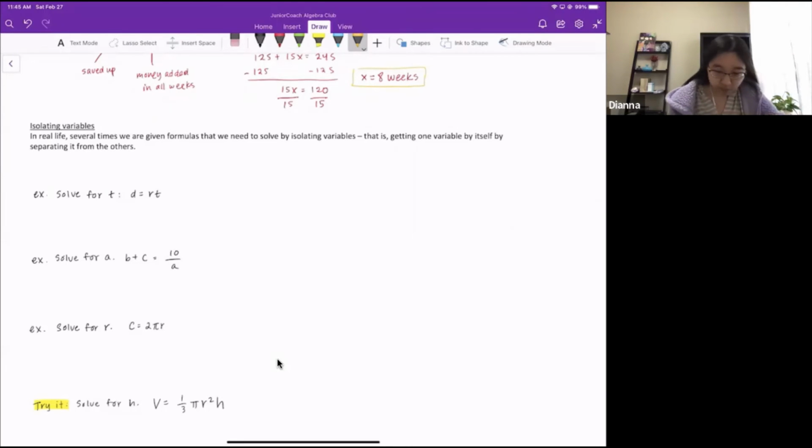A lot of times you will need to do this in word problems. You'll definitely need to be isolating variables and trying to solve for them. It's very important that you know how to do this.